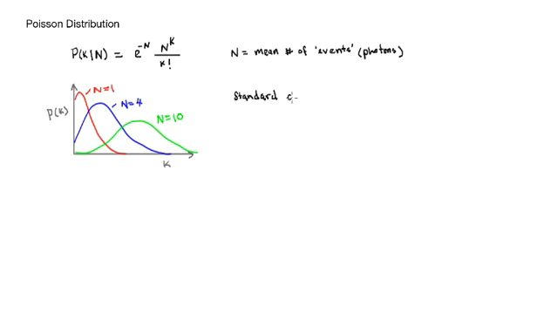Now, the standard deviation of this probability distribution is important because that tells you how wide it is, so how much noise there is going to be. The standard deviation is equal to the square root of n for a Poisson distribution. I'm not going to prove that, but it's easy to prove.